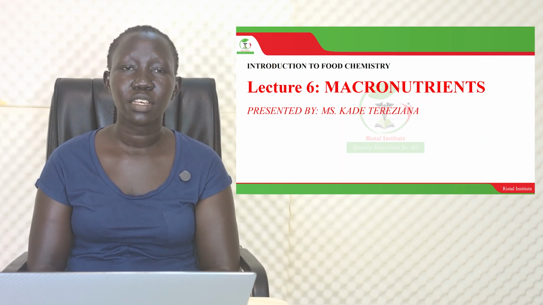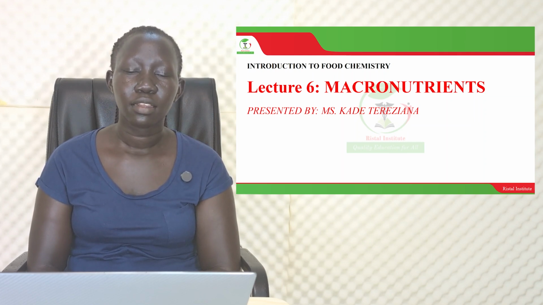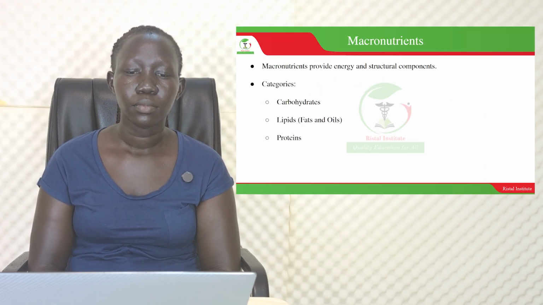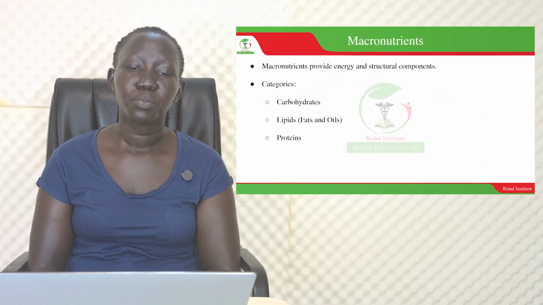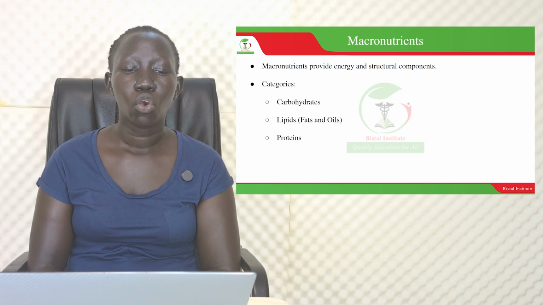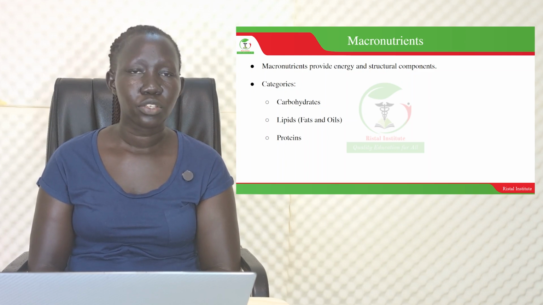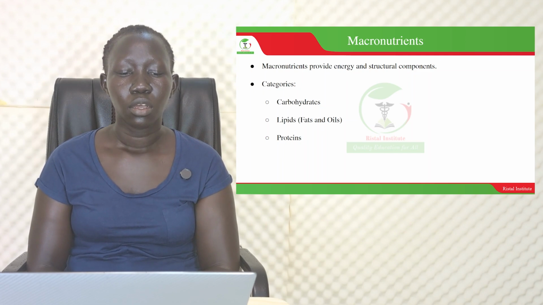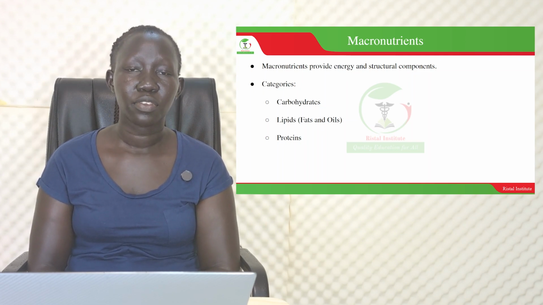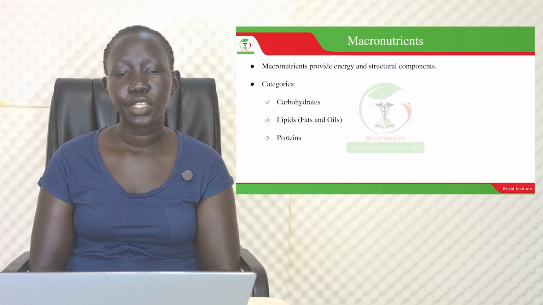In basic or elementary science, we note that we have three major macronutrients: the carbohydrates, the proteins, and the lipids. So macronutrients provide energy and structural components, as we have categorized them into carbohydrates, lipids, those for the fats and oils, and also proteins.